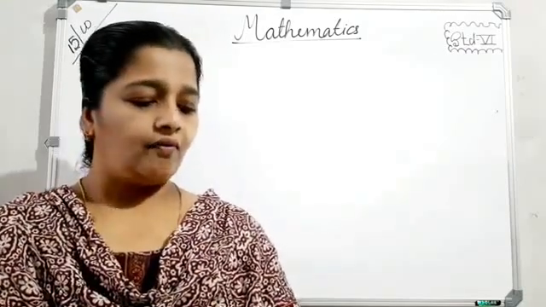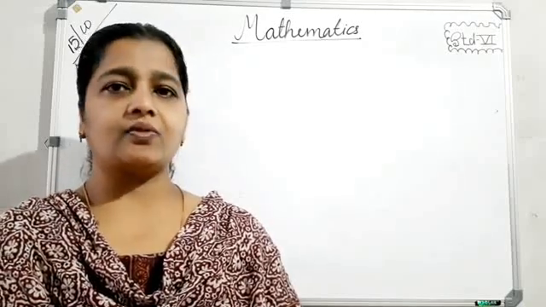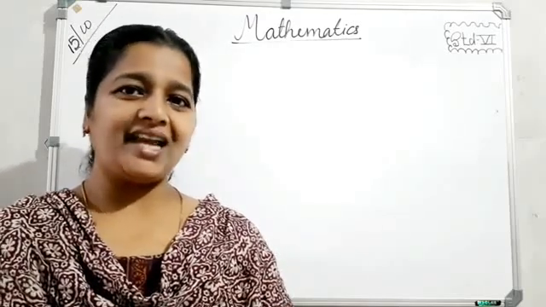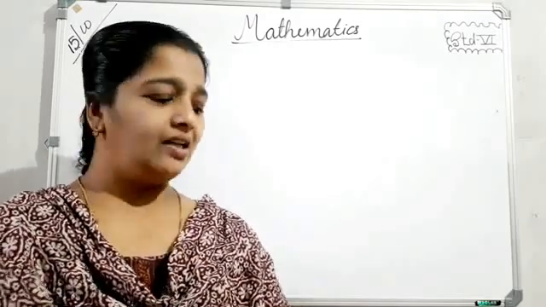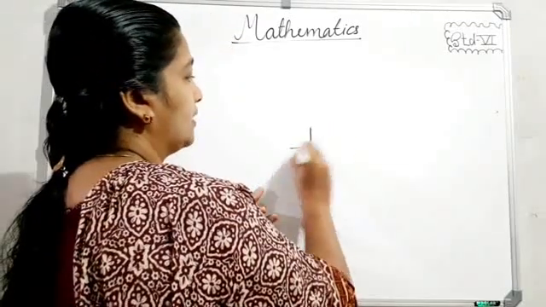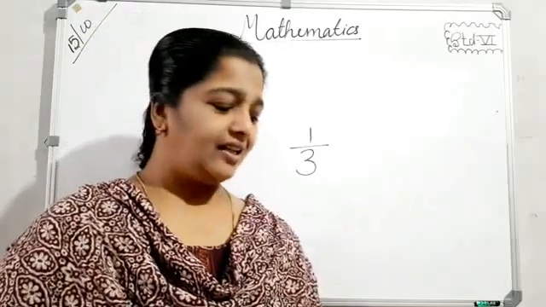So what part of a sandwich will each boy receive? So say the answer, whole part 3. Each one gets 1. So the answer is 1 by 3. Understand? 1 by 3. Simple question. Understand? Yes. Next question.